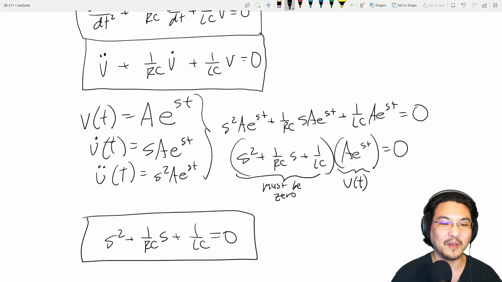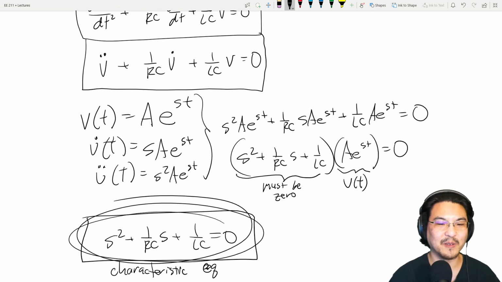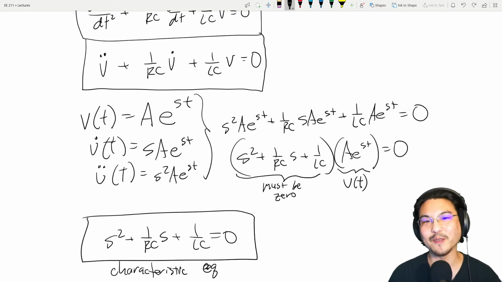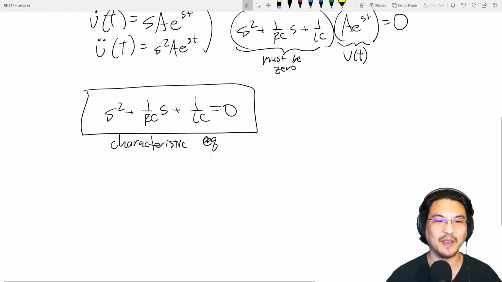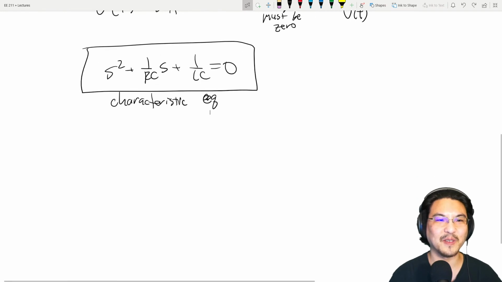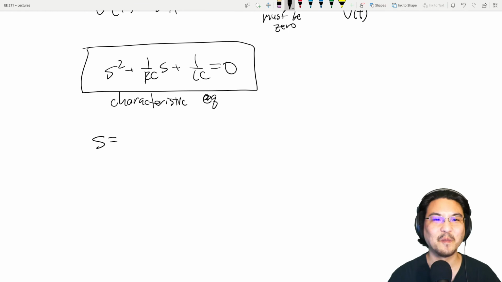This is called the characteristic equation, because the roots of this equation will determine how the circuit behaves. Okay, so how do you solve for this? What is s? We can just use the quadratic formula.